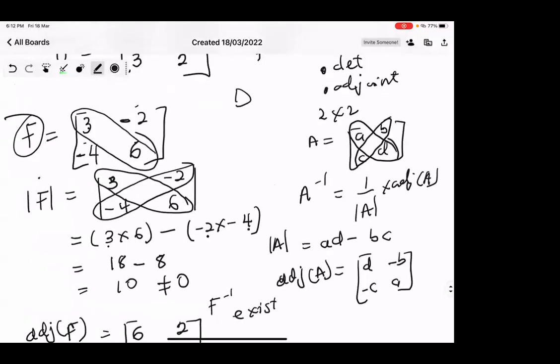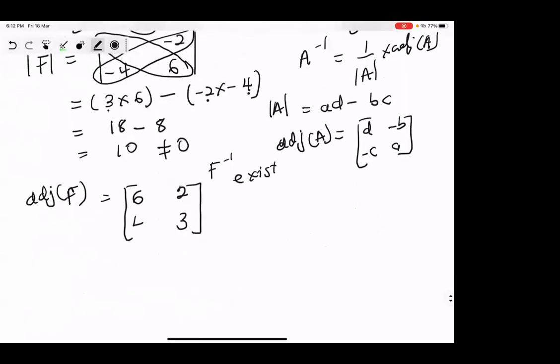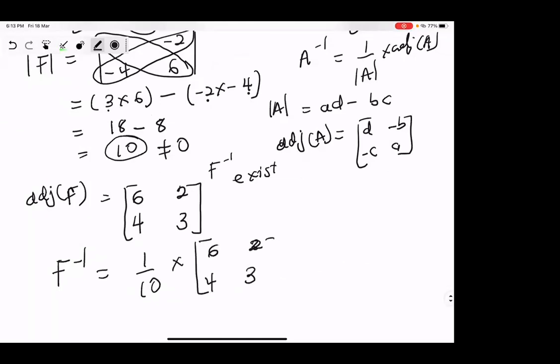Then on the 4, we apply negative on it again. So negative, negative, that will give us positive. So we have positive 4 here. Now we know the determinant to be 10. We know the adjoint. So the inverse of matrix F is 1 over 10 times the adjoint, which is now [6, 2; 4, 3]. Now this is scalar multiplication, okay?